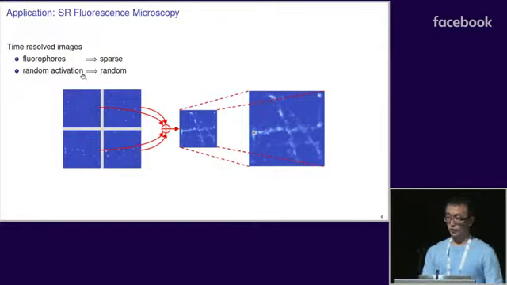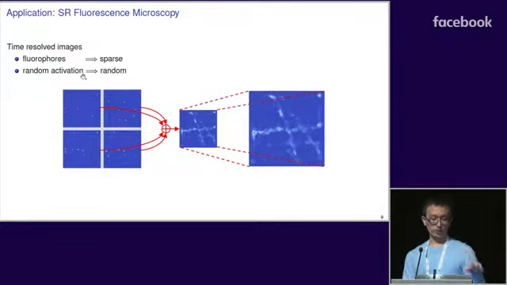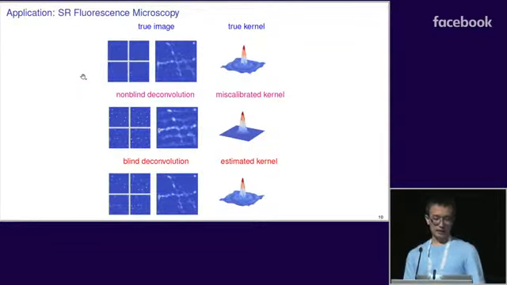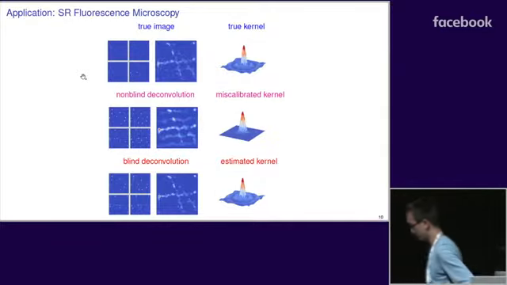We also demonstrate that our algorithm can be applied to super resolution fluorescence microscopy, which basically recovers a sequence of sparse images from blurred versions of sparse images. And we show that our blind deconvolution algorithm outperforms the non-blind deconvolution algorithm when the kernel is slightly miscalibrated. Thank you.